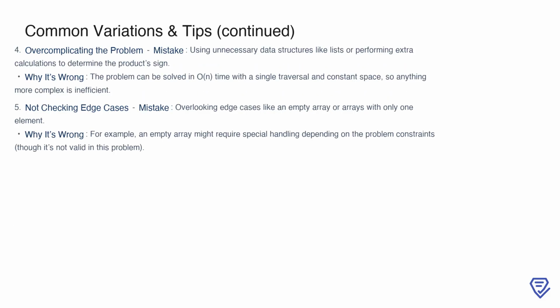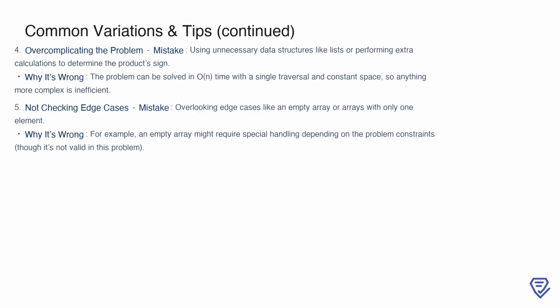Another common pitfall is overcomplicating the problem. Some might use extra data structures like lists or perform unnecessary calculations to determine the product's sign. This adds unneeded complexity, especially since the problem can be solved in linear time with a single traversal in constant space. It's also important not to overlook edge cases.